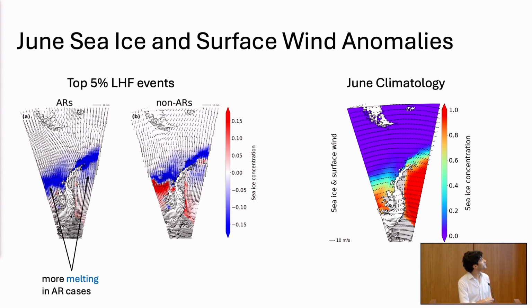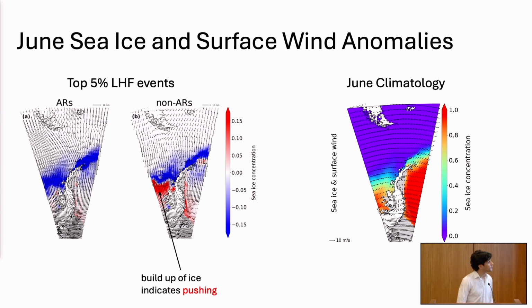Moving forward to the sea ice concentration again, we find that there is a lot of melting here and a lot of loss in this blue region here. However, there's no buildup of ice here. It kind of just disappears. So that's indicating that maybe the sea ice is melting here in the AR cases.